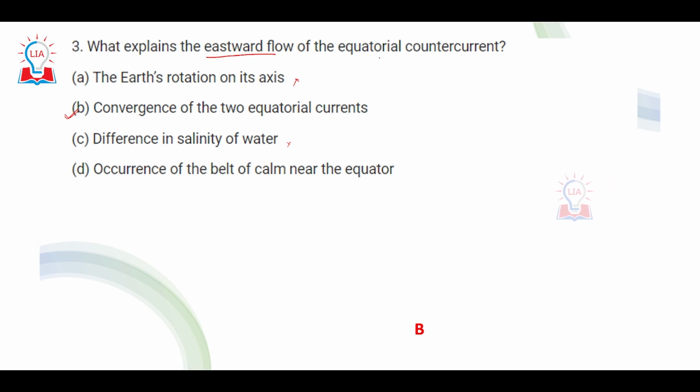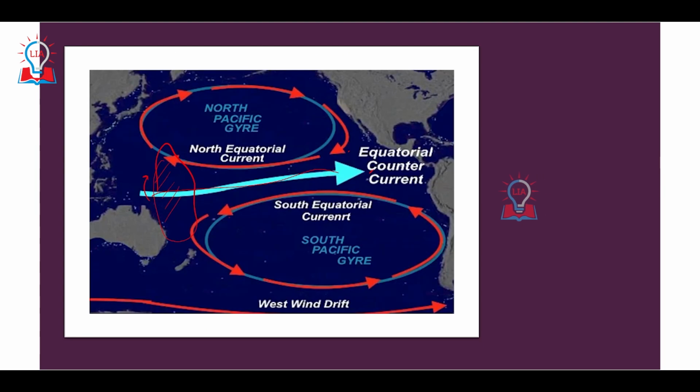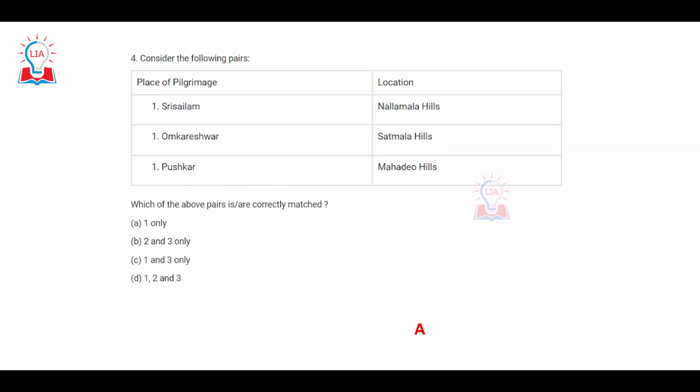Thus, the equatorial countercurrent is generated mainly because of the convergence of the two equatorial currents from the northern and the southern part of the ocean, whether it is in the Atlantic or in the Pacific Ocean. The fourth question again is related to the mapping of India, where three places of pilgrimage have been given, and in which particular hills these pilgrim places are located has been asked.